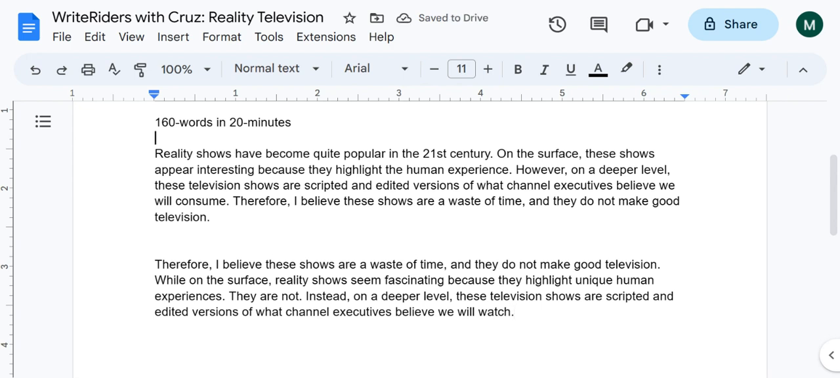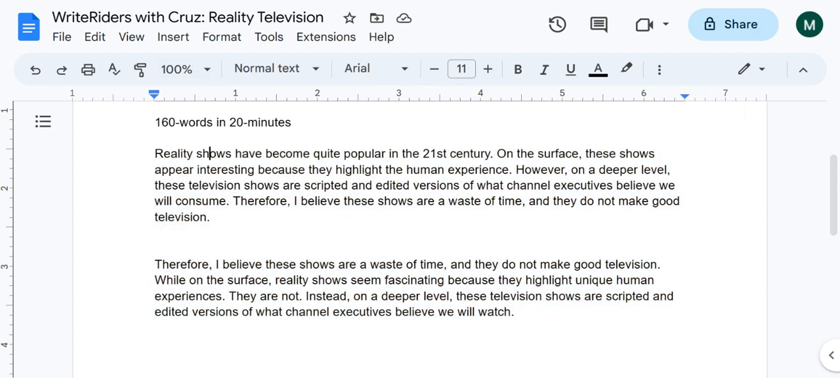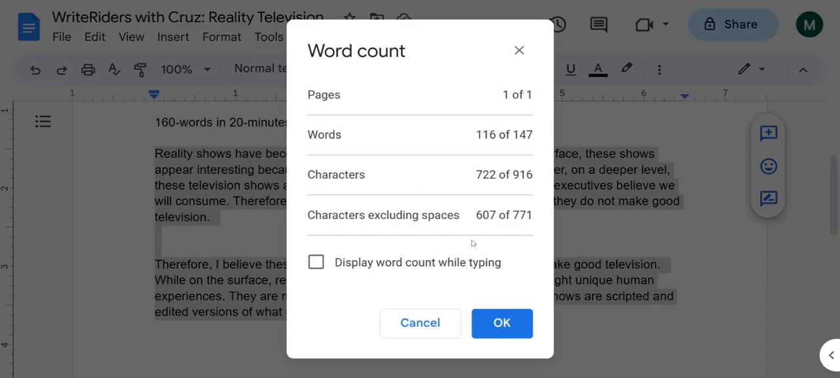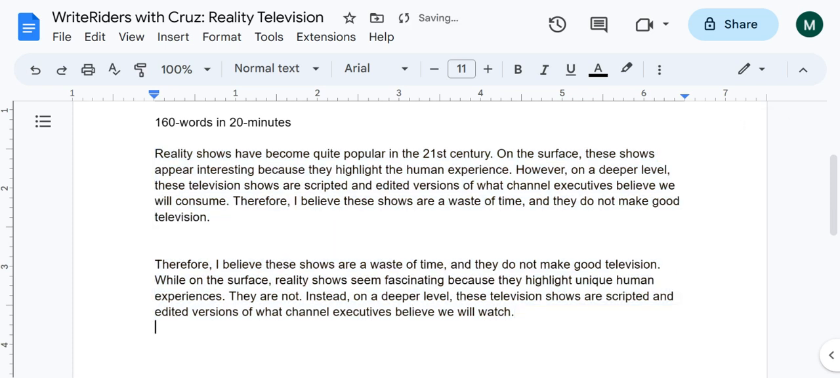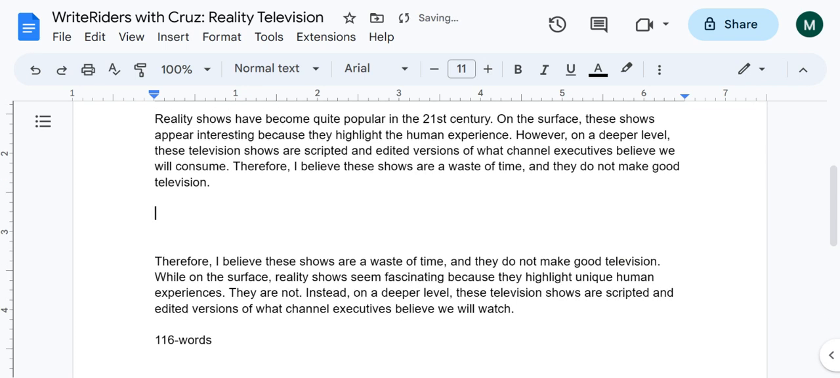Okay. So, writers, at this point, I want to check my word count just to see how I'm doing. I've got 5 minutes remaining to make an introduction. Okay. I'm at 116 words. So, not too bad. I'm looking for maybe 160, but we'll see if we get there or as close to that number as possible. So, I mentioned that I believe these shows are a waste of time and they do not make good television. So let's think about, therefore, I believe these shows are a waste of time and they do not make good television.